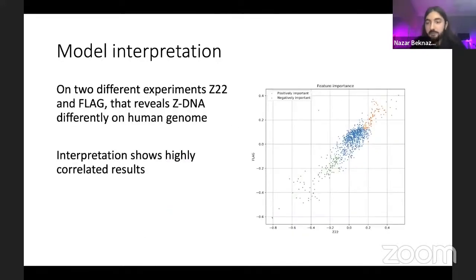The first surprise that we found was that two different experiments, which we named Z22 and flag, both reveal one story, Z-DNA in the human genome. We created two different models on the Z22 experiment and on the flag experiment, and we saw that the interpretation results were highly correlated. For us, it was a very good sign. They do not have ideal correlation. They have some problems with it, as you could see there, but in general, it was a very good start. And then we created some more additional analysis to show that this interpretation is robust to noise and robust to different sampling, and this was very important.